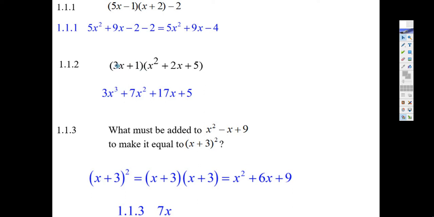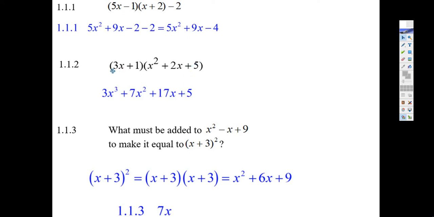Now there's two types of x squareds. There's 3x times 2x, and there's 1 times x squared. Well, 3 times 2 is 6x squared plus 1x squared. That gives me 7x squared. Now there's two types of x's happening here, the 3x times the 5 and the 1 times the 2x. Well, that's 15x, and that's 2x, that's 17x. And then the last product, 1 times 5 is 5.